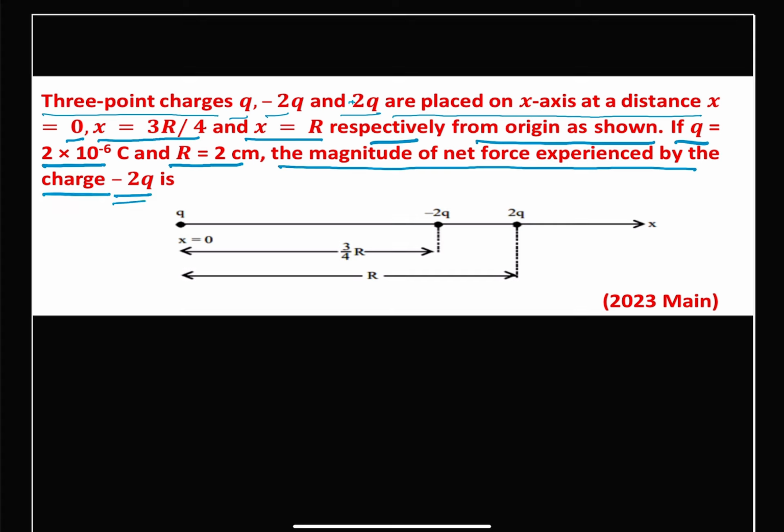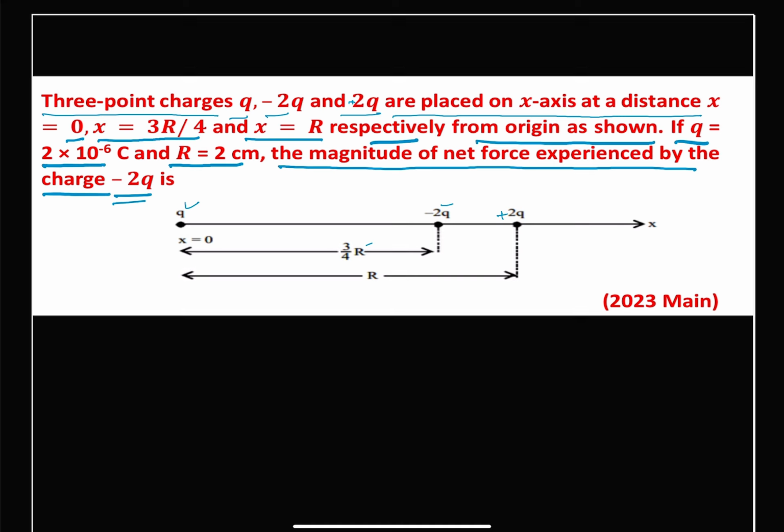So the basic figure is given to us. We are given that the charge Q is at the origin, minus 2Q is at a distance of 3r by 4 with respect to the origin, and 2Q is at a distance of r with respect to the origin. And we have to find out the magnitude of net force experienced by the minus 2Q charge.